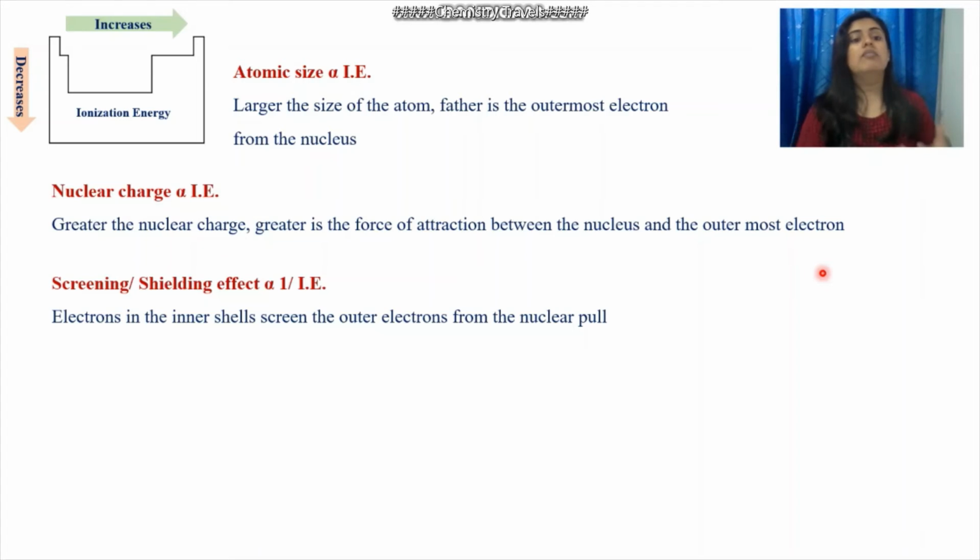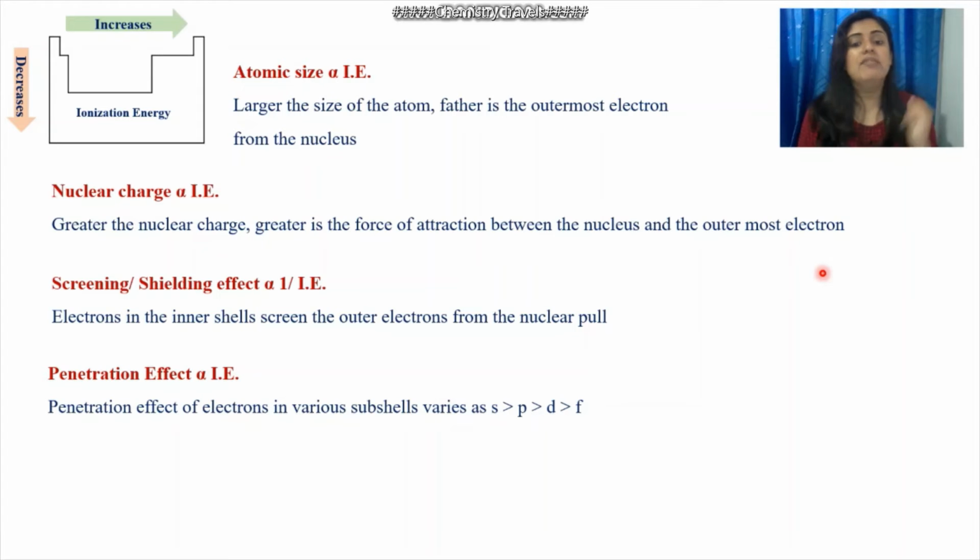And now, if more electrons are there in the inner shells, they will screen the outer electrons more strongly from the nuclear pull, so the outer electrons can be easily removed. That is, the greater the screening effect, the lesser the energy that is needed to remove the electron. If they are screened from the nuclear pull, then you can easily remove them. Greater the shielding effect, lesser is the ionization energy.